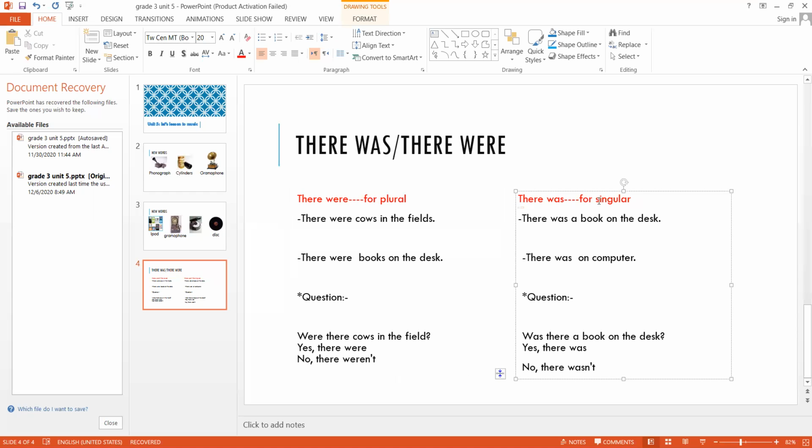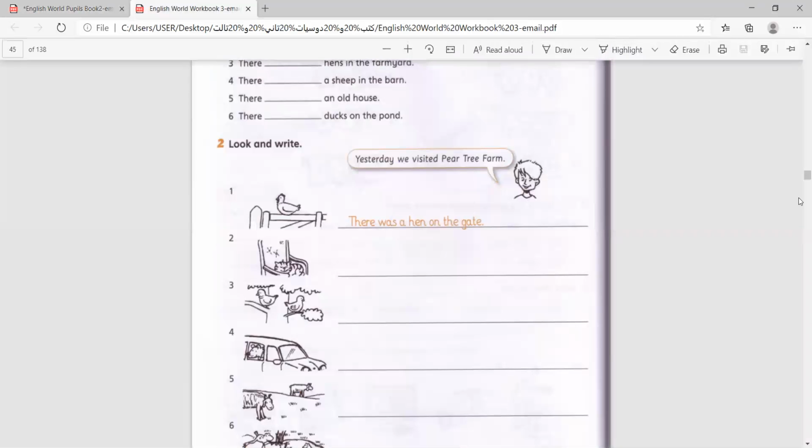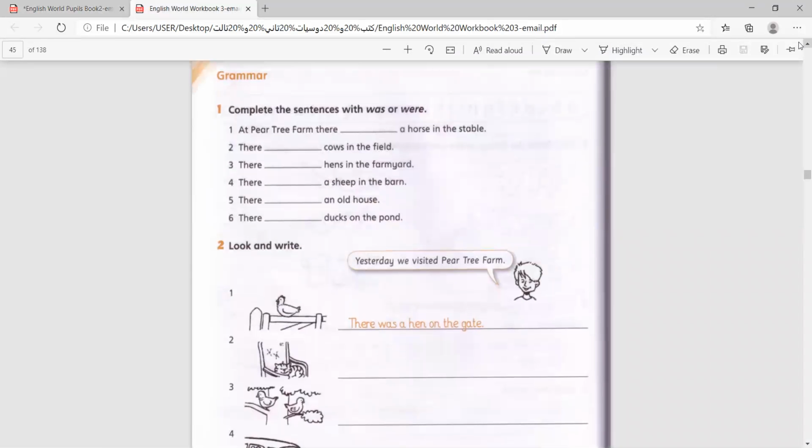Here, there was for singular. There was a book on the desk. There was a computer. Question: was there a book on the desk? Yes, there was, or no, there wasn't. Very simple and easy now. All you need to do is remember that there was for singular and there were for plural.